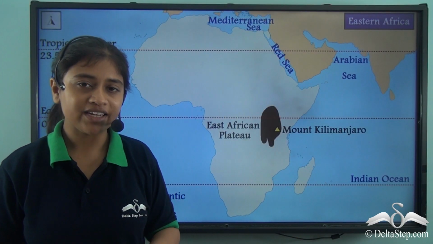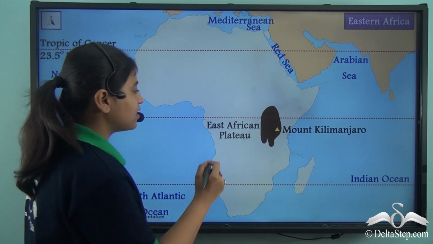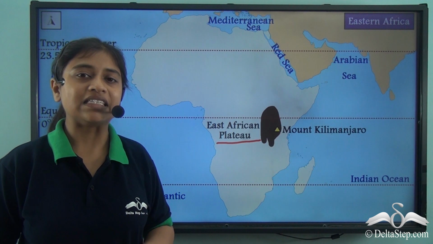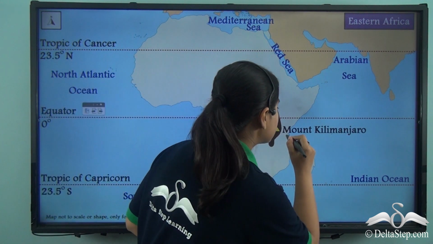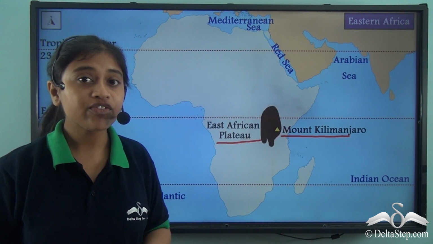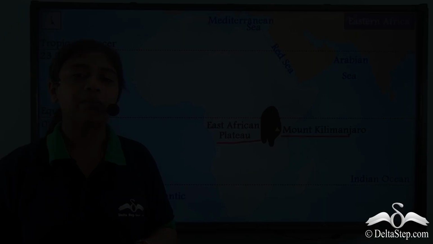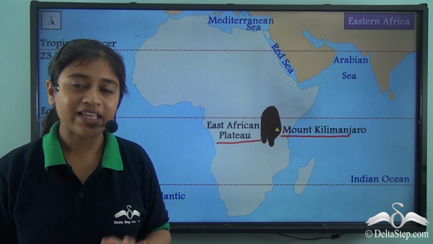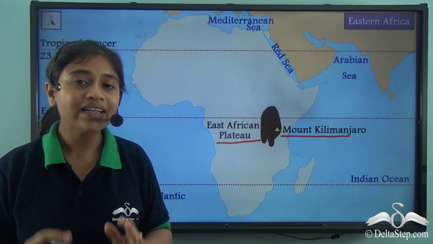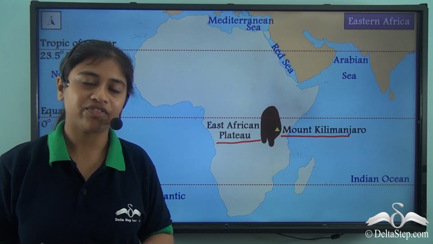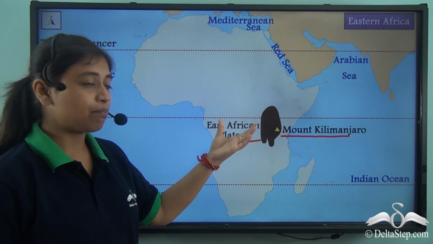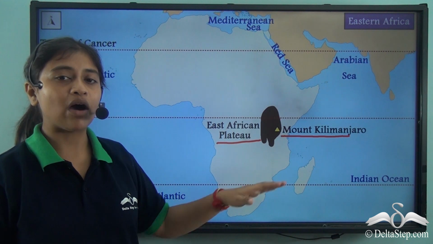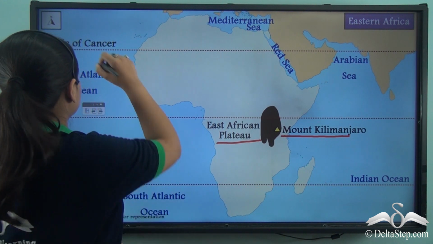Another important plateau of the continent is the East African Plateau. The East African Plateau is towered over by Mount Kilimanjaro. Now, if you remember from the previous lesson, Mount Kilimanjaro has a volcanic origin, and it is the highest mountain of the continent of Africa. So the East African Plateau in the eastern part of the continent is towered over by Mount Kilimanjaro.